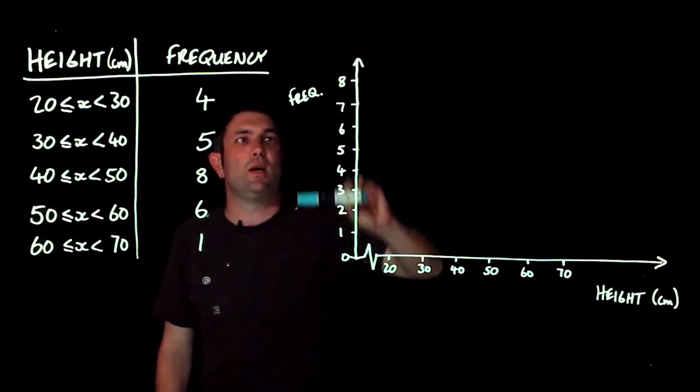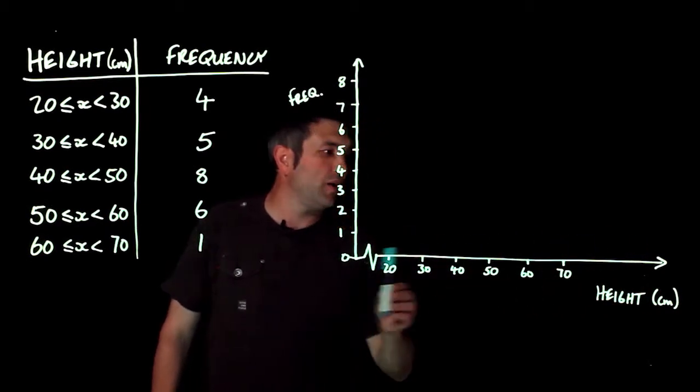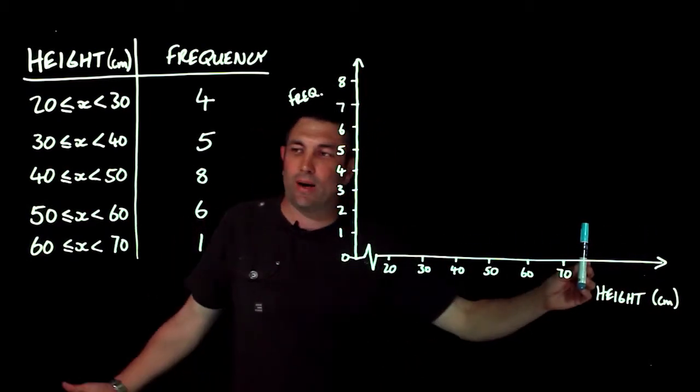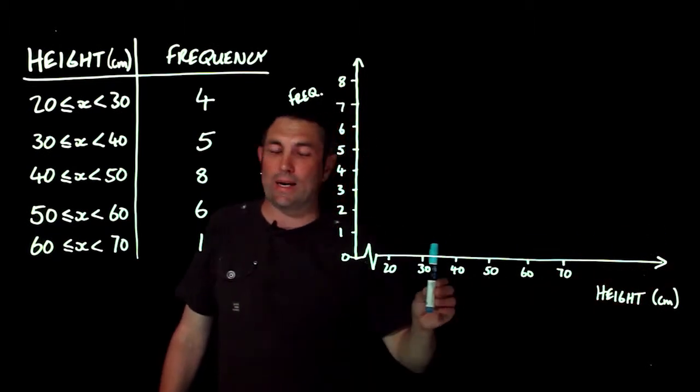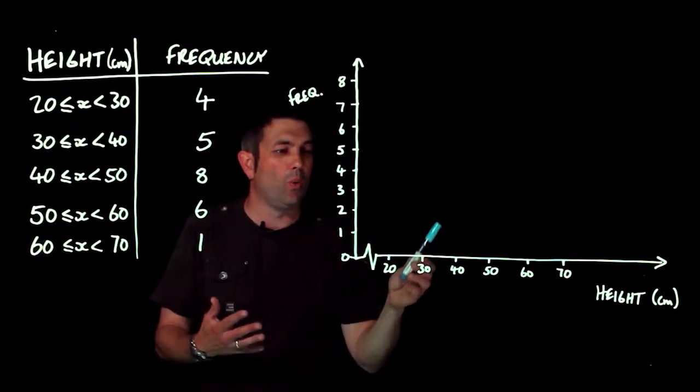Now the frequency always goes up here, and the continuous scale, whatever it may be, height, length, time, what have you, always goes on the x-axis. Now 20 to 30, you might be thinking, where do I plot that?